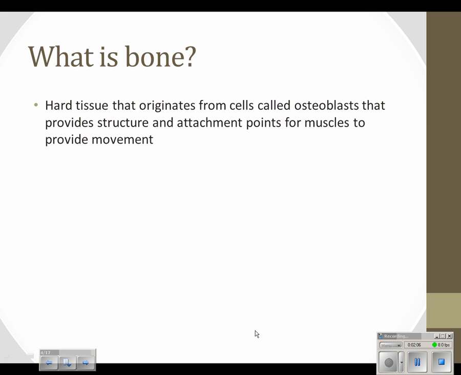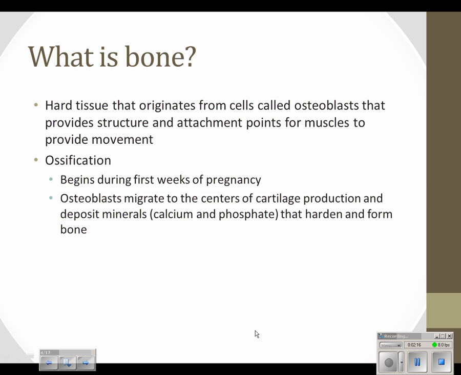So bone itself is a hard tissue that originates from cells that we've already talked about, the osteoblasts, and provides structure and attachment points for muscles. And when we have those muscles, now we have movement. The process of ossification actually begins during the first weeks of pregnancy, and osteoblasts will migrate to the centers of cartilage production and deposit minerals such as calcium and phosphate that are going to harden and form bone.